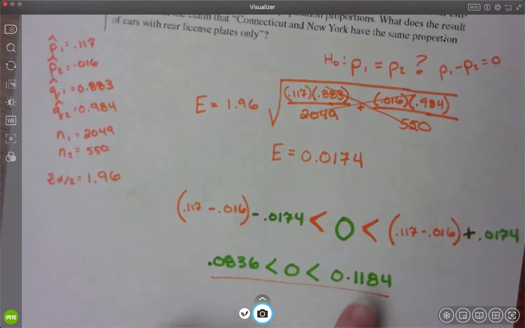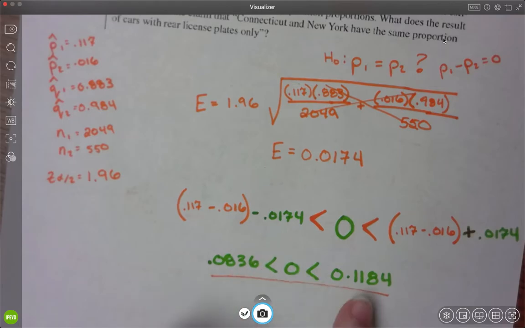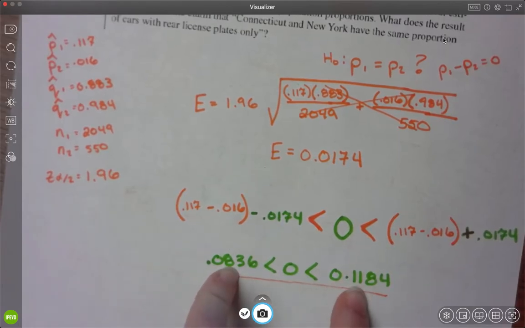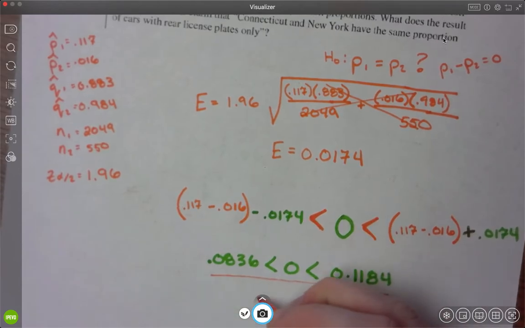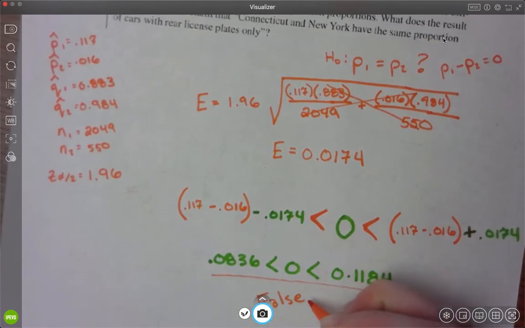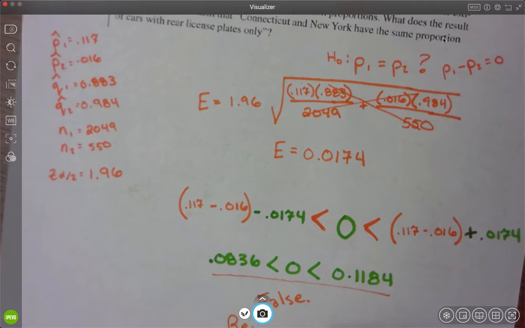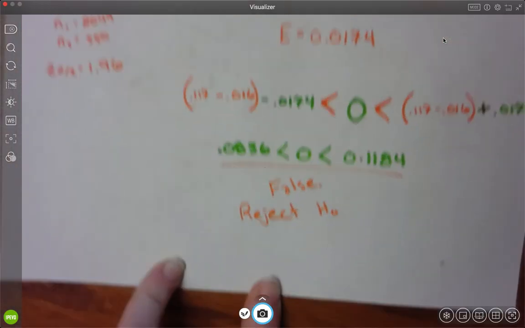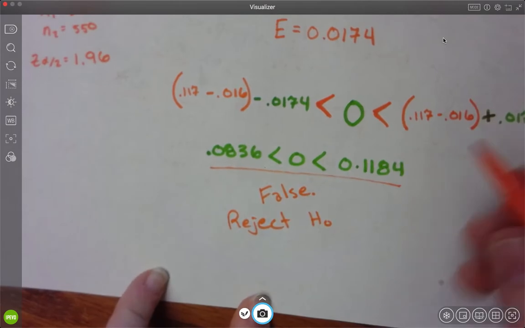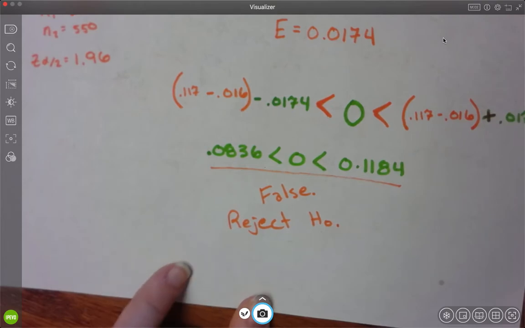This would be like 8% and 11%, right? Does 0 live between 8% and 11%? No, this is false. So that means that we are going to reject the null hypothesis, which we already kind of knew from the front side, but this is just another way of finding it. And really, I think this is maybe a little bit less work than the other one. I kind of like this one a little bit better, just because it's less numbers to have to deal with.